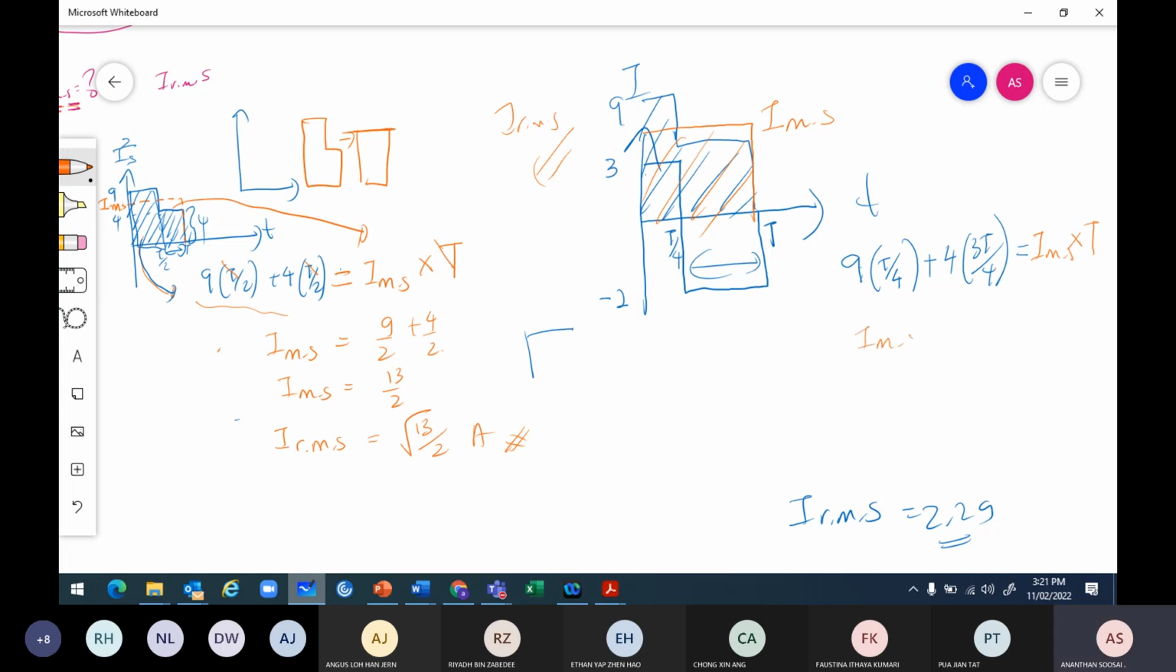So I mean square is what? It is 9 over 4 plus 12 over 4. So it's 21 over 4, is it? Yeah, 21 over 4. So the mean square value is 5.25. Your mean square, you square root it. So you get root of 5.25. I think around 2.29? Okay, good. So this is the root mean square value for this AC.